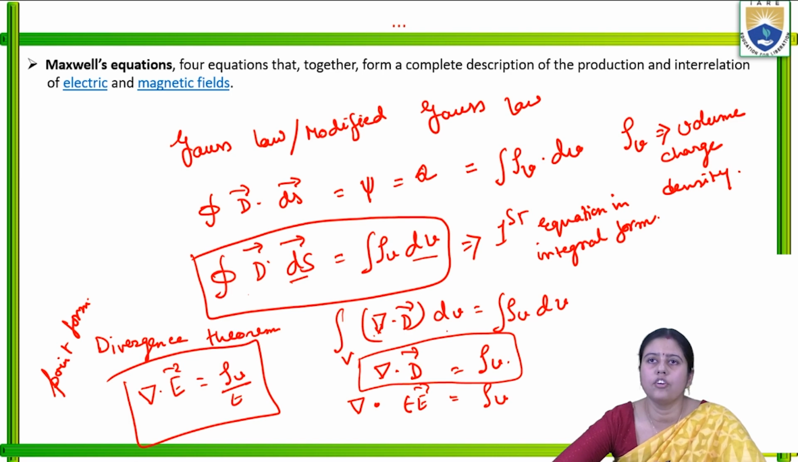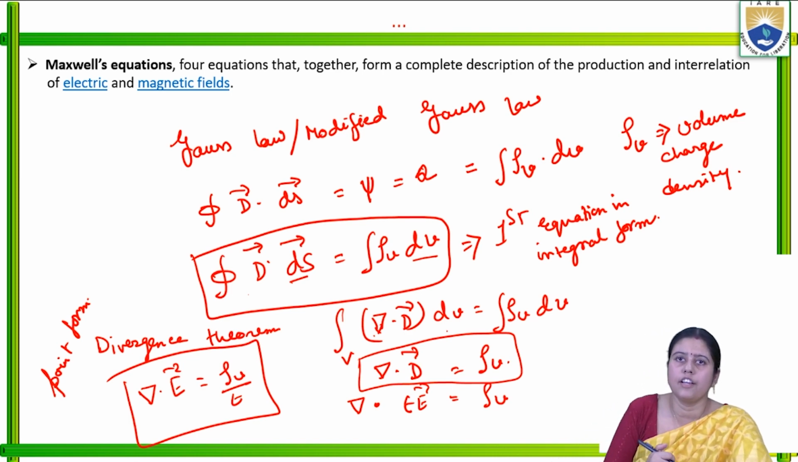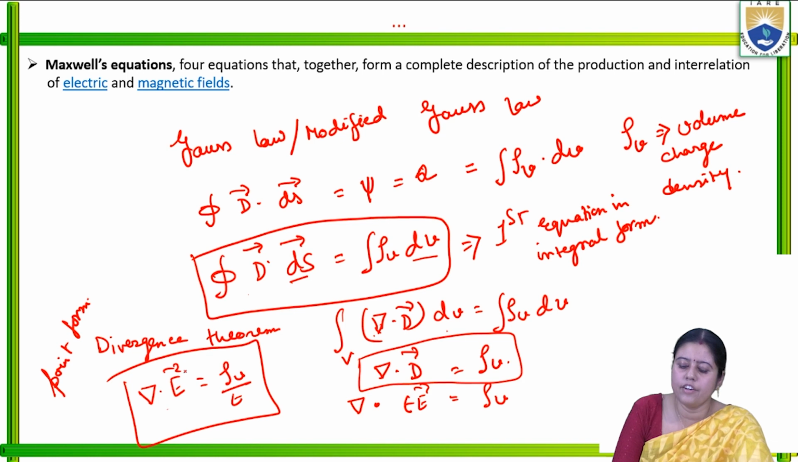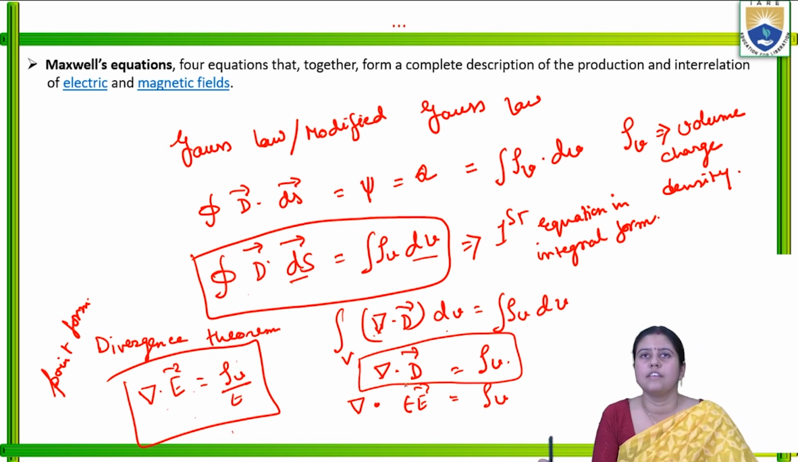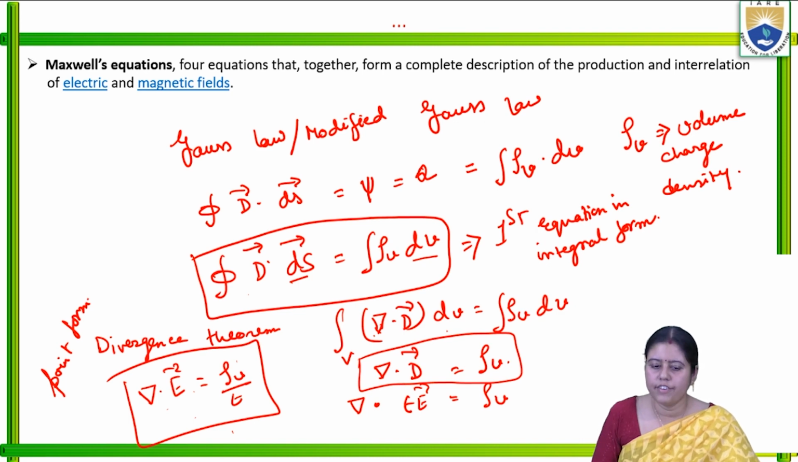We have discussed Maxwell's first equation. D dot dS is equal to the integral of rho v dv is the integral form. And the point form is grad dot E is equal to rho v by epsilon, or grad dot D is equal to rho v. This is the first law.